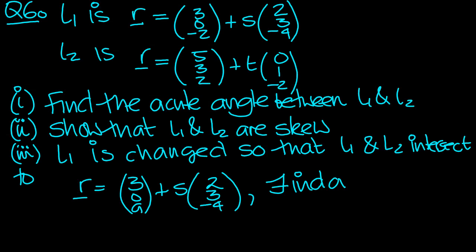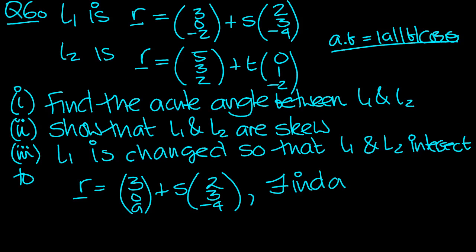So let's have a little look at this question then. I've summarized it here. Acute angle. Well, basically we need the dot product for the acute angle between these two directional vectors. A dot B is equal to the modulus of A times the modulus of B cosine of the angle between them, isn't it? That's the dot product rule. So we're going to use that on these two directional vectors.